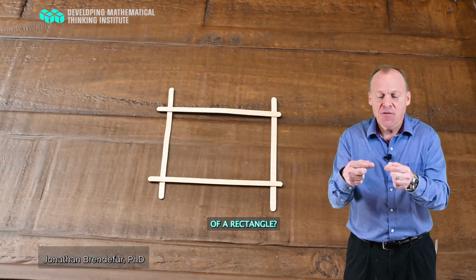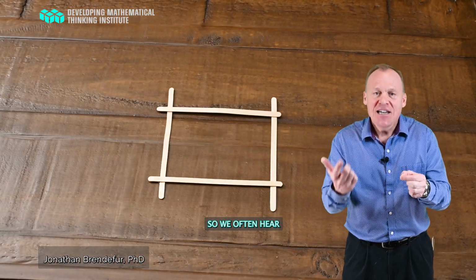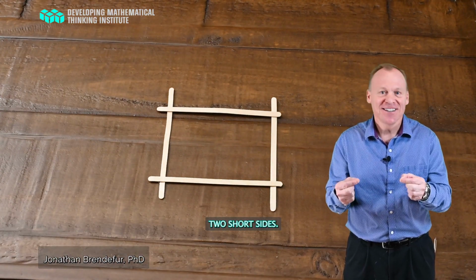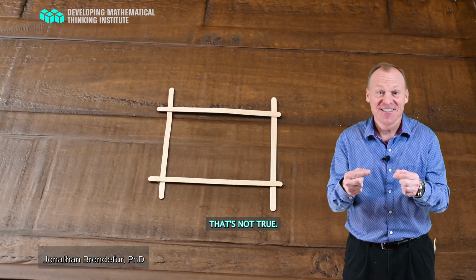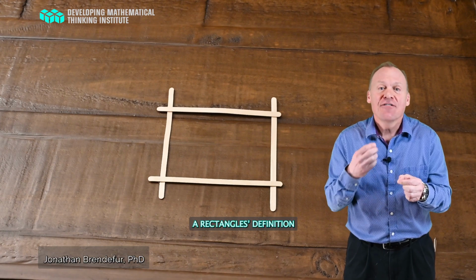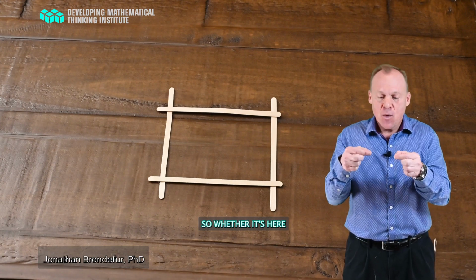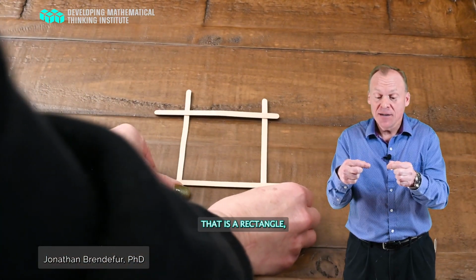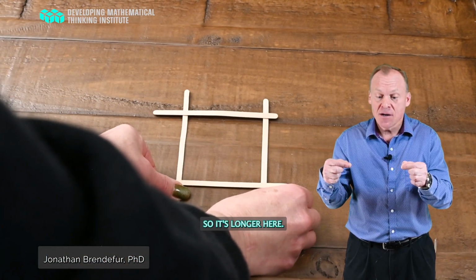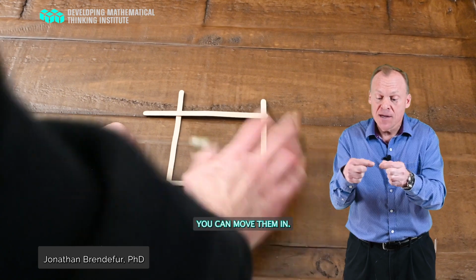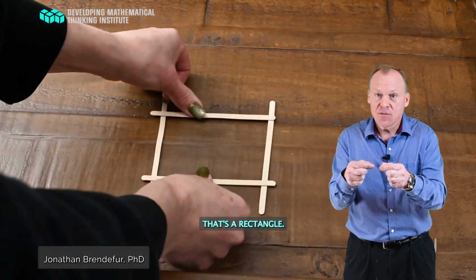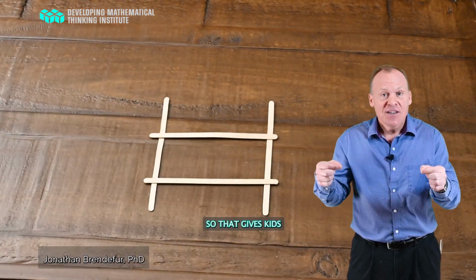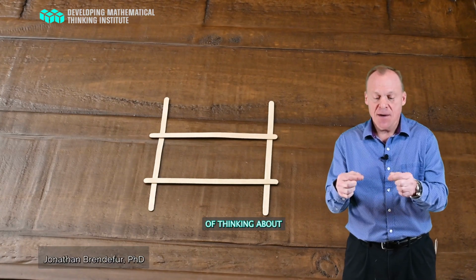So what is the definition of a rectangle? We often hear it's 2 long sides, 2 short sides. I'm already shaking my head. That's not true. A rectangle's definition is 4 right angles. So whether it's here, where it's square, that is a rectangle. You can move it this way, so it's longer here. That's a rectangle. You can move them in, so it's skinny here. That's a rectangle. They're all rectangles. So that gives kids a very different way of thinking about a rectangle.